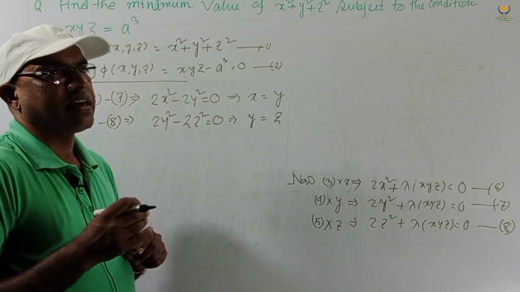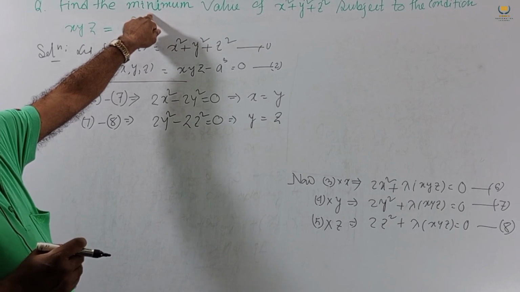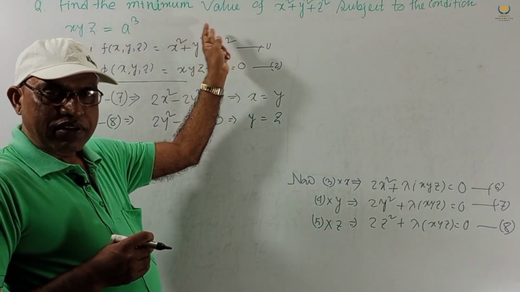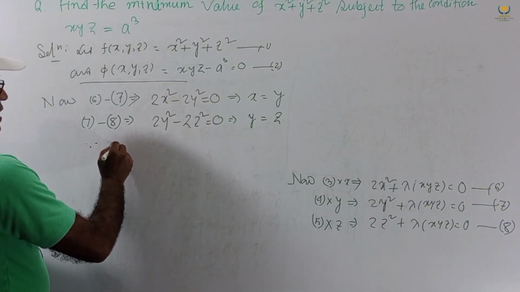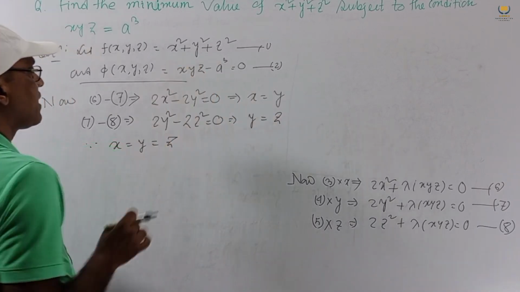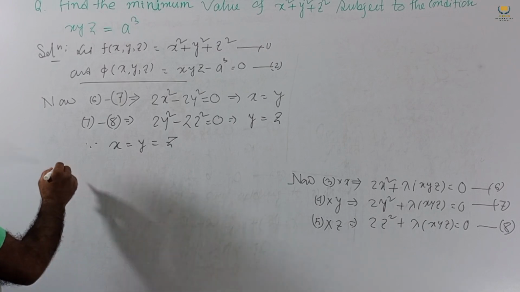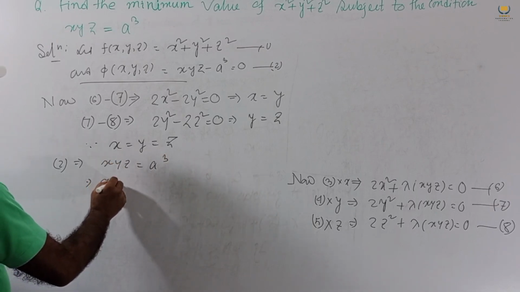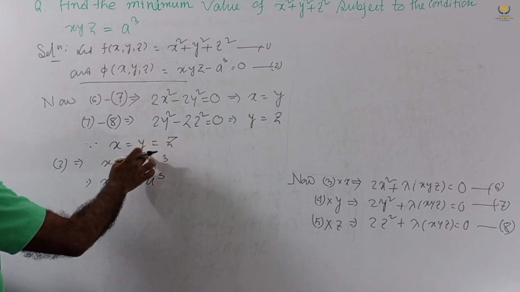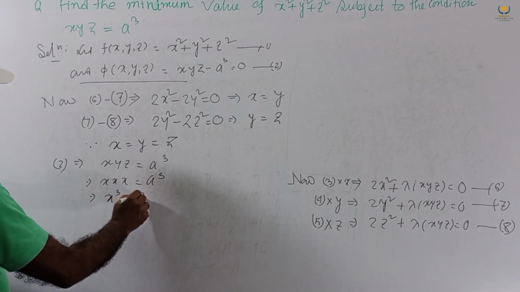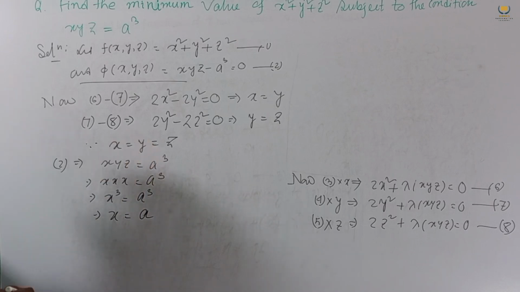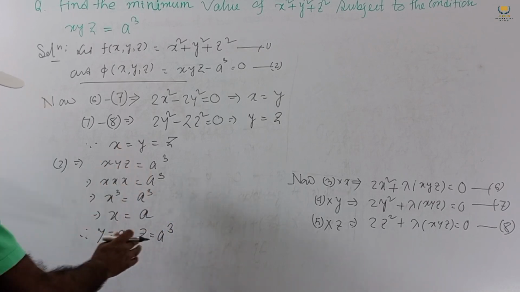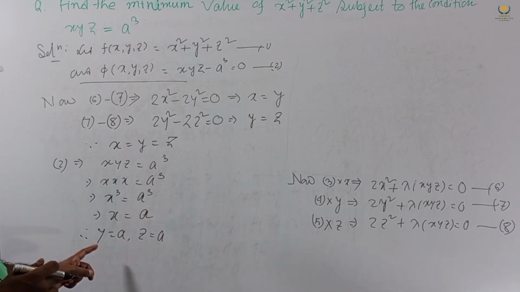We actually get plus or minus x, plus or minus y, but our requirement is the minimum value, so we consider the positive value. I leave the negative because we find the minimum value of this. Therefore, from this we get x equal to y equal to z. Putting these in equation number 2, xyz equal to a cube, and we consider x for y and z, then x cube equal to a cube, then x equal to a. Therefore x equal to a, y equal to a, z equal to a.